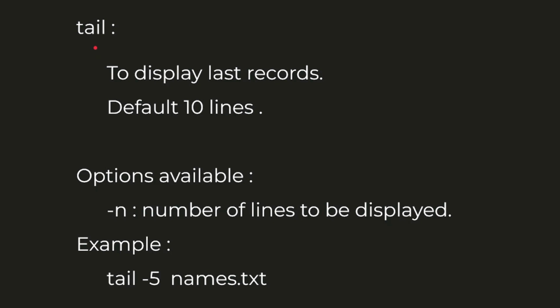Tail command. Tail command is used to display the last records. That is, by default, it displays last 10 lines. Similar to head command, we can specify the number of lines to be displayed. For example, this command tail -5 names.txt will print the last 5 lines of the file names.txt.